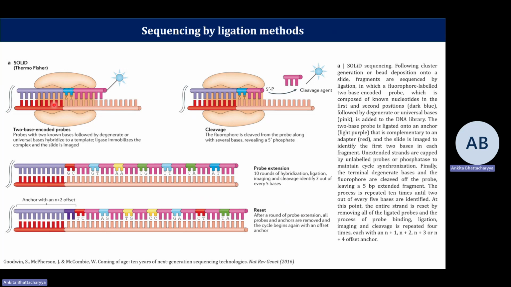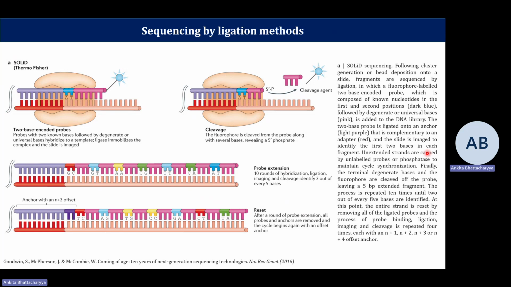So first you have ligation of the probe to an anchor, which is adapter complementary. That is why adding the adapter is necessary, so that we can have something to start off with. The unextended strands get capped by unlabeled probes or phosphatase to maintain synchronization. Finally, the terminal degenerate bases and the fluorophore are cleaved off the probe, and that leaves a 5 base pair extended fragment. The process is repeated 10 times until 2 out of every 5 bases can be identified. The entire strand can be reset.